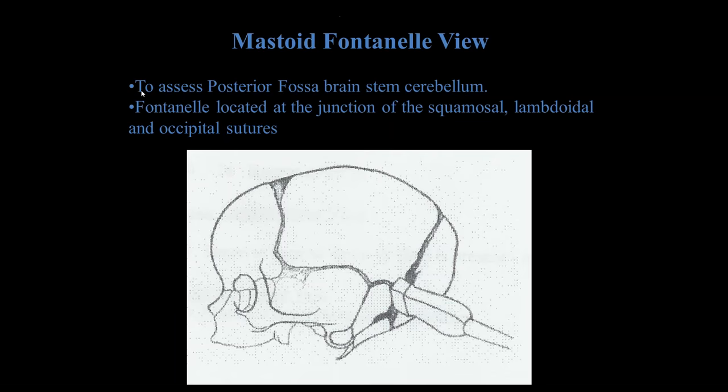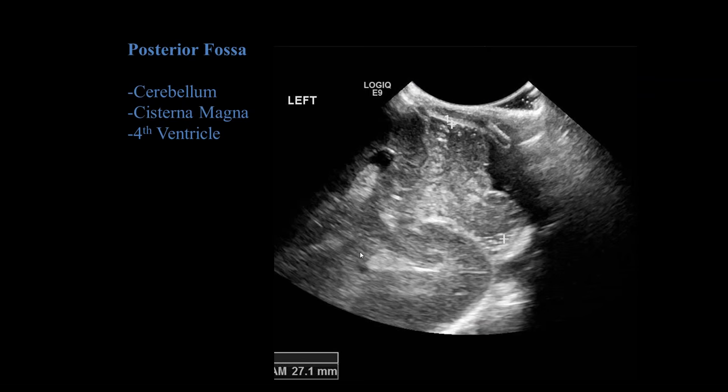So the mastoid fontanelle view is extremely important to do because it's really the only way where you can look at the posterior fossa. The fontanelle is located at the junction of the squamosal, lambdoid and occipital sutures. So it's just here. The probe is held with the point going superior and the other point going inferior. So this is the posterior fossa view.